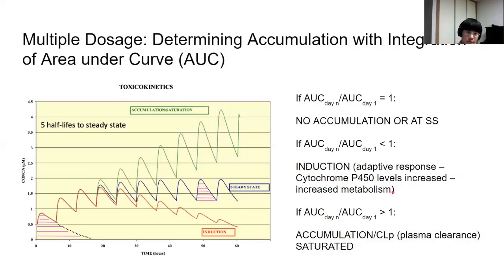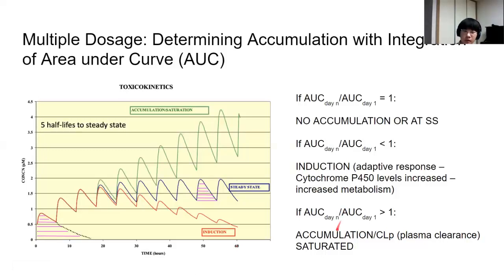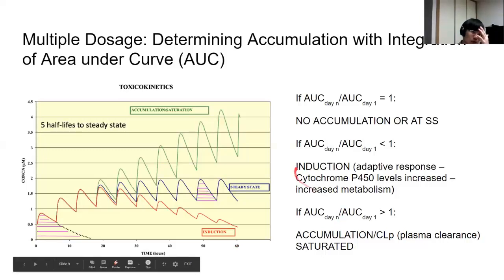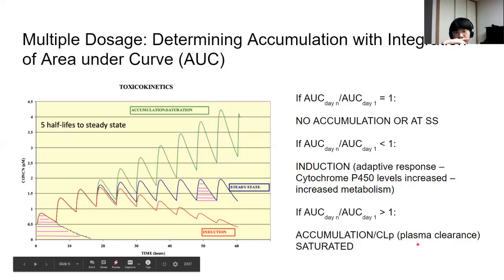For this one, the green one though, as we can see here, the area under the curve is very, very large compared to the steady state. So now we can just intuitively see that the ratio between this one and the initial one is much larger than 1. So this one we call accumulation, or CLP. So it also means saturated.